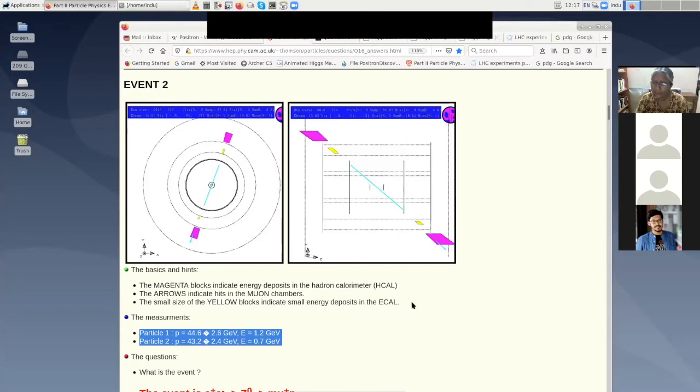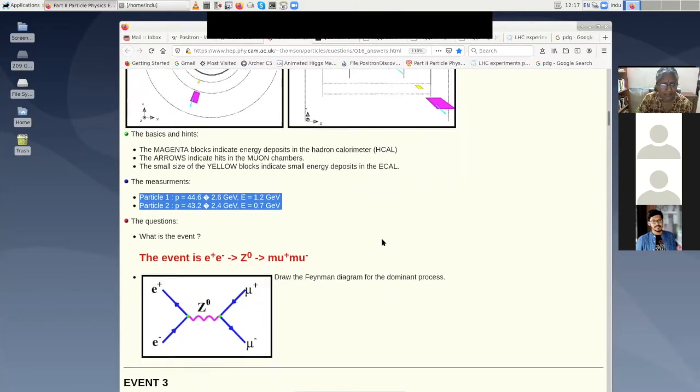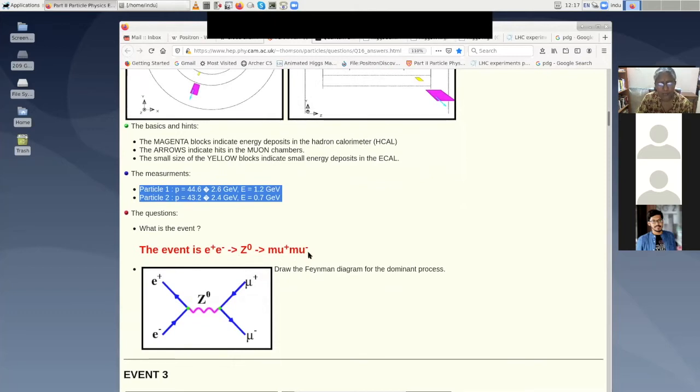Okay, is it clear? Oh, sorry, that bottom is missing. What is the event? Here you can see the event is Z0 decaying to mu+ mu- through a similar process. Is it clear?